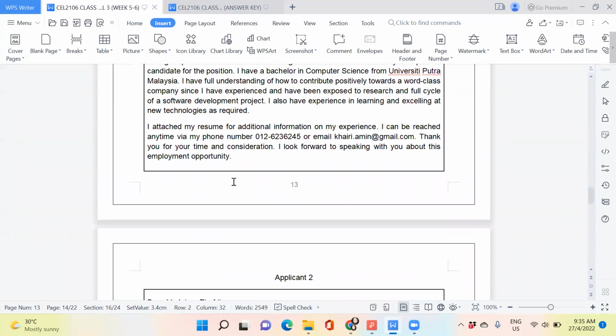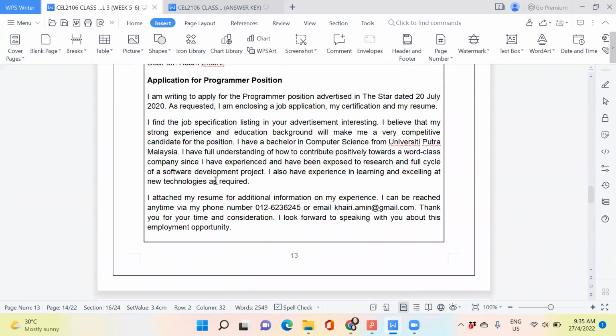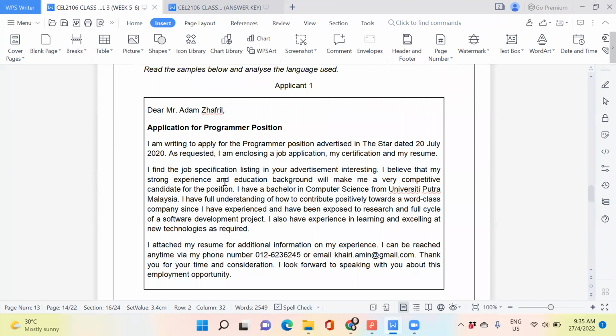Okay, so as you compare here, it's not that much of a difference between sample 1 and 2. Both are good. Okay, dua-dua okay, tak ada yang salah sangat pun. But in sample number 1, it's more talking about yourself. You do not really infuse your future employer punya essence into it. It's more of like you talking about yourself and what you have. Yes, you can do that, no problem.